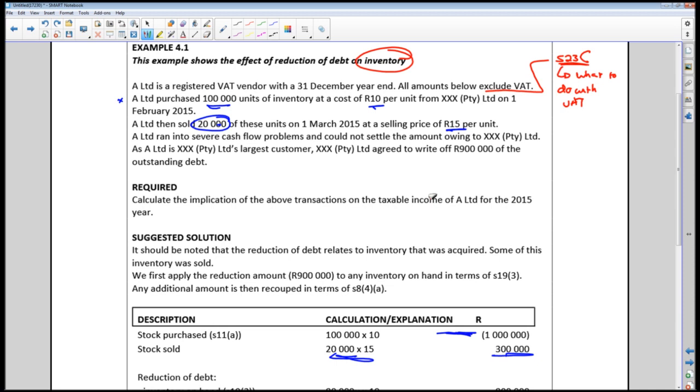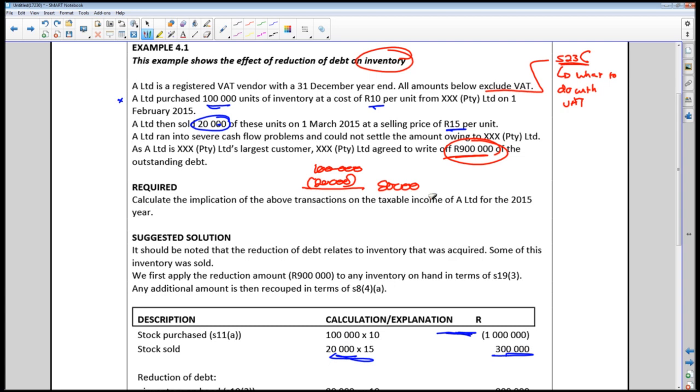A Limited ran into severe cash flow problems and could not settle the amount owing to XXX Pty Limited. As A Limited is XXX Pty Limited's largest customer, XXX Pty Limited agreed to write off 900,000 rands of the outstanding debt. So the first thing you need to see is that the 900,000 rands is our reduction amount. So what are we going to do with it? We bought 100,000 units and we sold 20,000 of those units. So that means we have 80,000 units which are left.